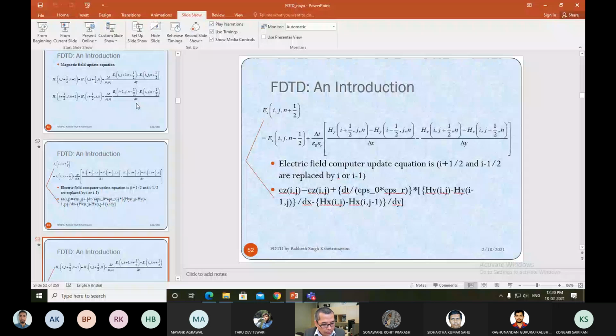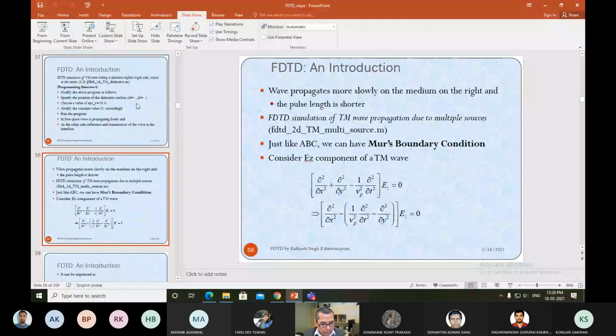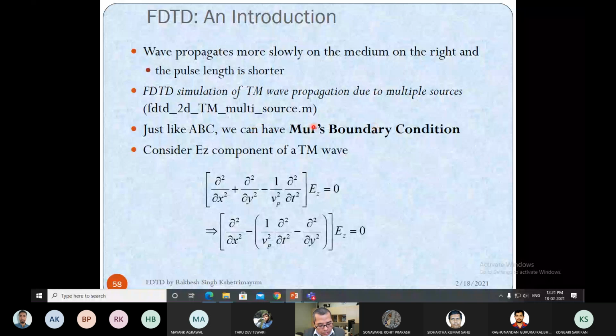We were here at the Moore's absorbing boundary condition. This would be an extension of what we have done for absorbing boundary conditions. This is one of the popular boundary conditions, and the most popular one is usually the perfectly matched layer. We'll see it later on, but this also works quite well, Moore's absorbing boundary condition.